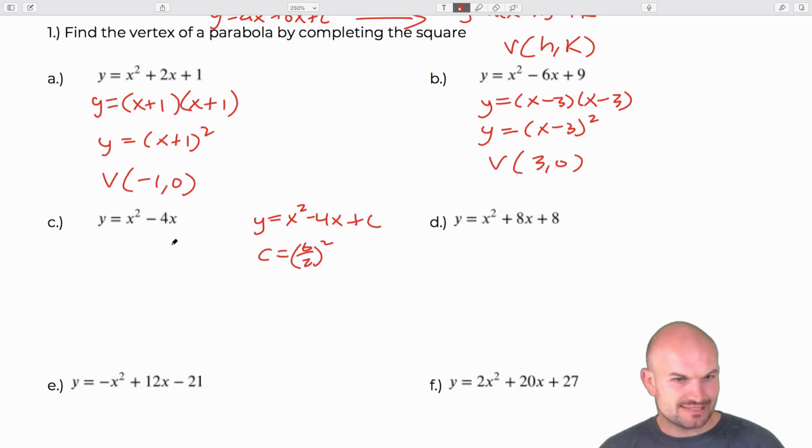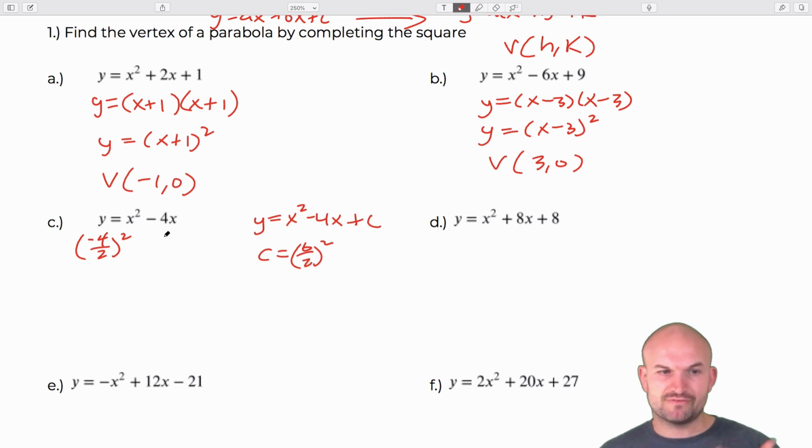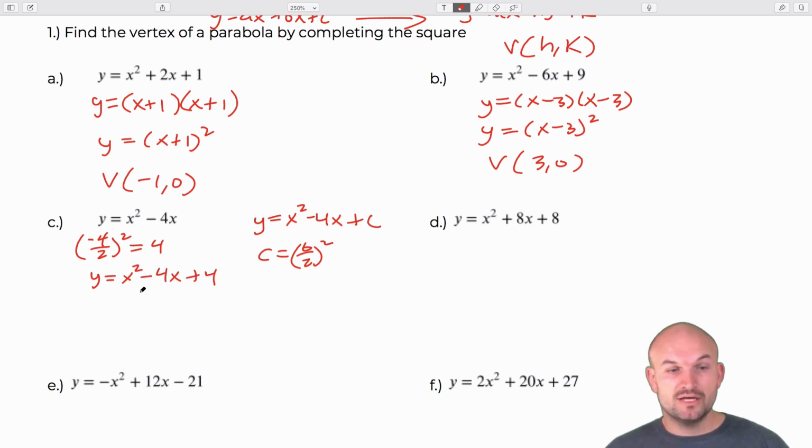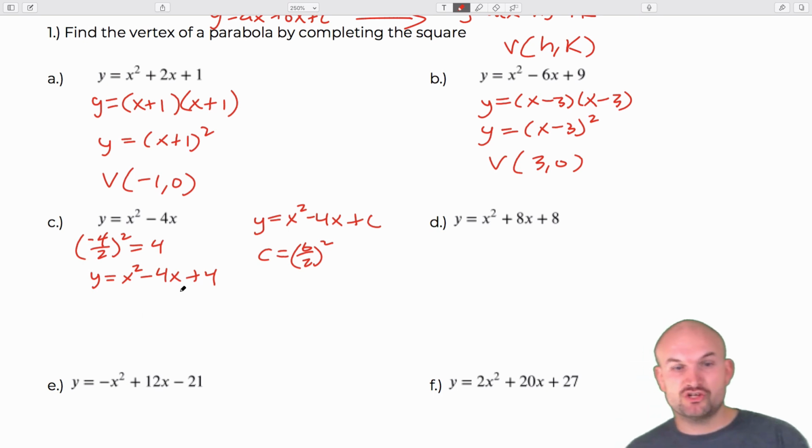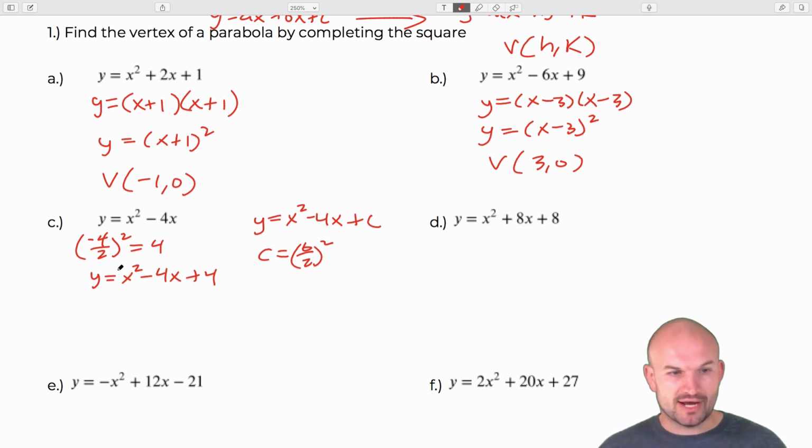So if you look at that, if I wanted to create my perfect square trinomial, all I'm going to do is take my middle term, which is my linear coefficient, so that's -4, divide it by 2, and square it. So -4 divided by 2 is -2. -2 squared is 4. Now let's go and see if this works. So if I take y equals x squared minus 4x plus 4, you can see now I just created a perfect square trinomial, right? Beautiful.